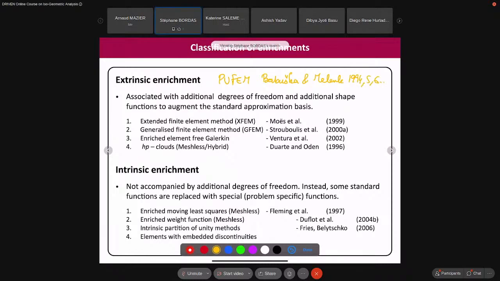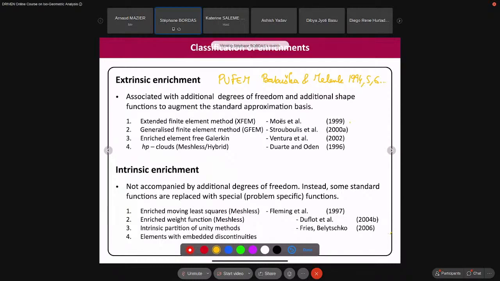After that, Nicolas Moës and Ted Belytschko and Black, 1999, came up with the extended finite element method, and then Moës, Dolbow, and Belytschko, a famous paper in 1999. In parallel, Strouboulis devised a method which is called the generalized finite element method. The major difference between the two is that in generalized finite element methods, you use pre-computed, numerically computed enrichment. I will explain that to you in a minute.